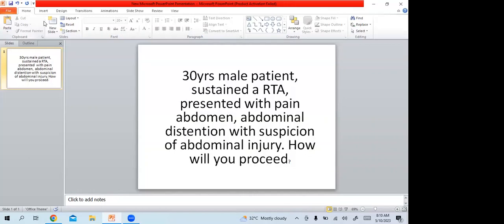Okay, then on palpation, we will look for temperature over the abdomen. Then we will look for signs of peritoneal irritation, like guarding, rigidity, and rebound tenderness. Then we look for fullness, and in hemoperitoneum, the abdomen will be of doughy consistency.